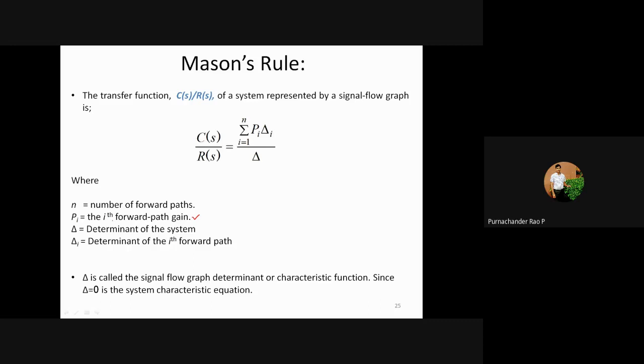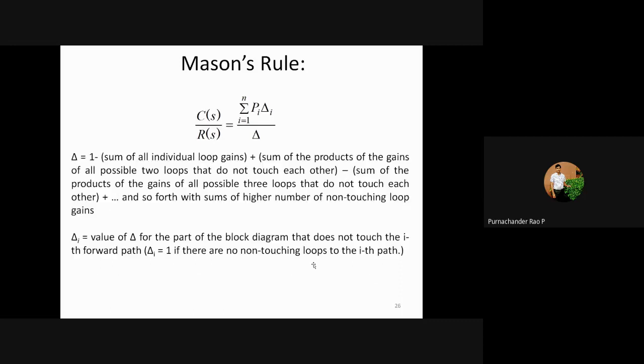And delta is the determinant of the system. We'll see what is the determinant. And delta i is the determinant of the ith forward path. This delta is called the signal flow graph determinant or characteristic function. If you make it equal to 0, then it is going to be the characteristic equation.